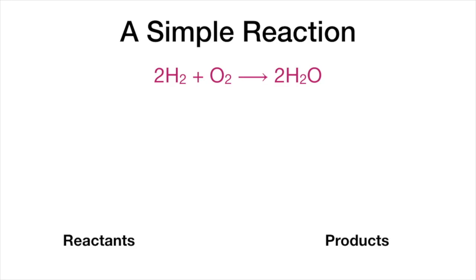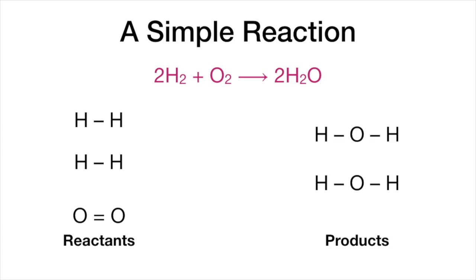So let's look at all of the bonds on the left-hand side. If you were to draw this out in a Lewis diagram, you will see that the H's have a single bond between them, and we've got two H2s, so both of those have single bonds between them. And then the O2 has a double bond between them. Okay, now let's look at the product side. We've got two H2Os, and each of those has two single bonds between hydrogen and oxygen.